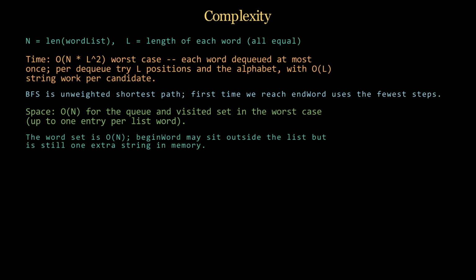Let n be the size of word list and L the length of every word. Time is order n times L squared in the worst case. Breadth first search takes each word from the queue at most once, and from each word we try every position and every letter, doing order L work to build and check a neighbor. That is still shortest path in an unweighted graph because the first time we dequeue end word we have used the minimum number of words. Space is order n for the queue and the visited set, plus the set of list words.